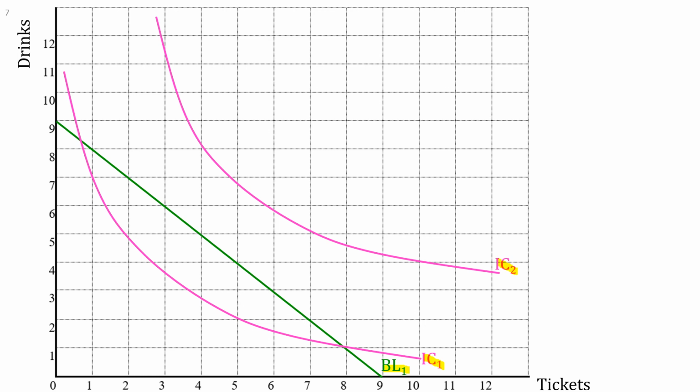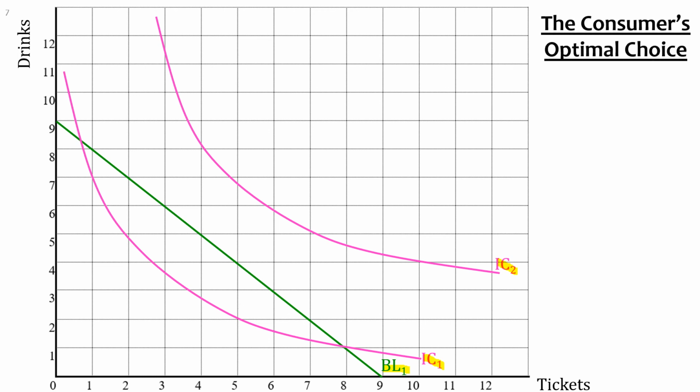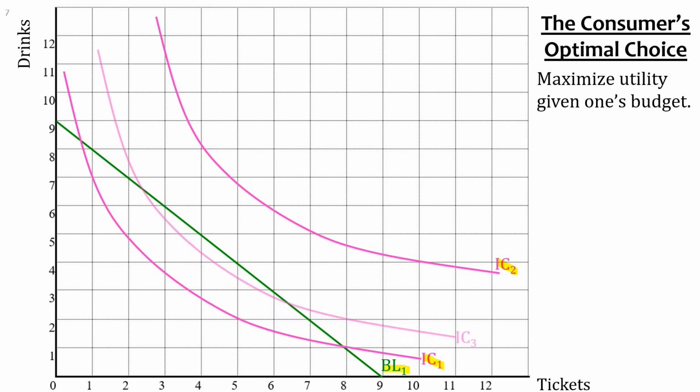Okay, IC1 is achievable, but maybe you can do better than that. Maybe you can achieve a higher level of satisfaction given your budget. So that's called the consumer's optimal choice. The optimal choice is to maximize utility given one's budget, right? That's the optimization problem. You want to maximize your satisfaction given the constraint of your budget.